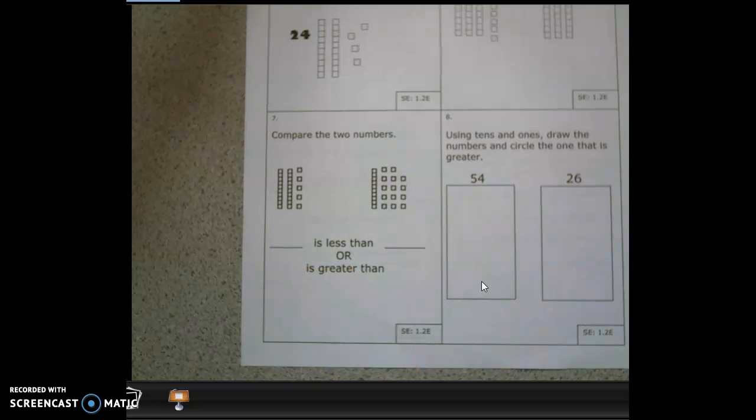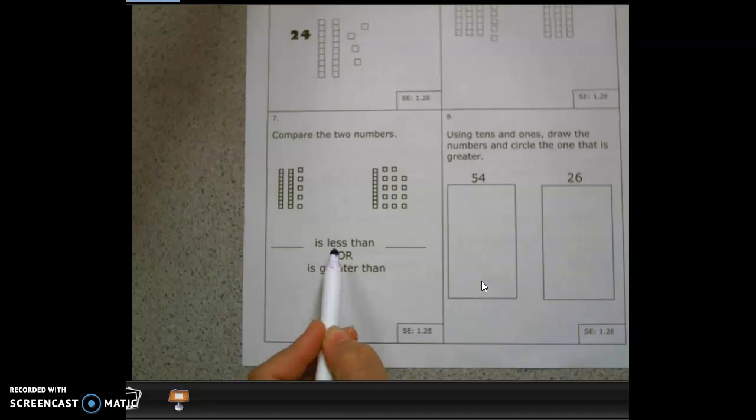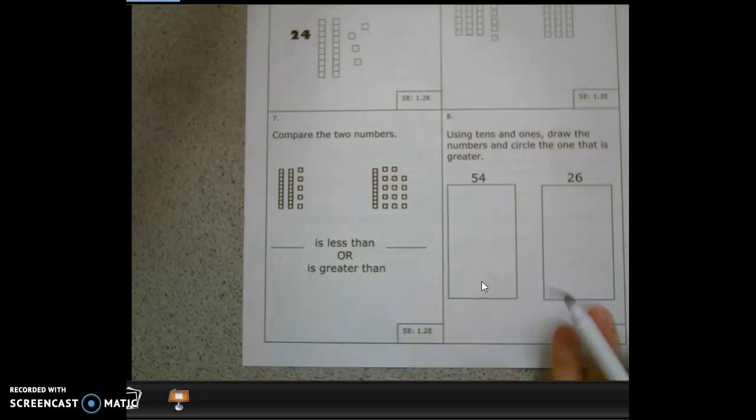Boys and girls, be very careful with this one. It's designed to be tricky. Once you've done that, we need to read this. It says, is less than or is greater than. So you're going to circle if it's less than or greater than. You need to write this in standard form or you're going to make a mistake.